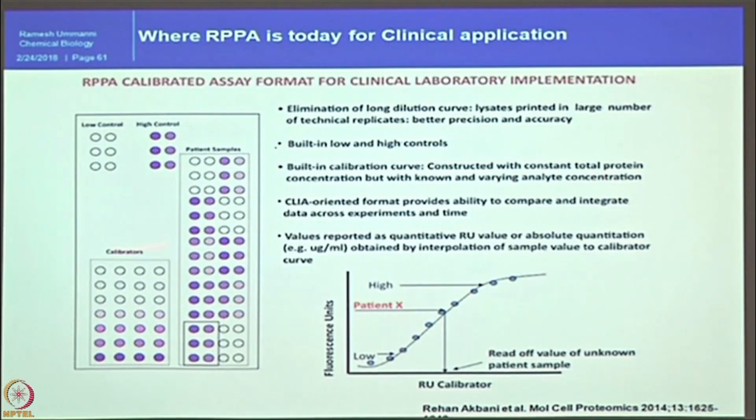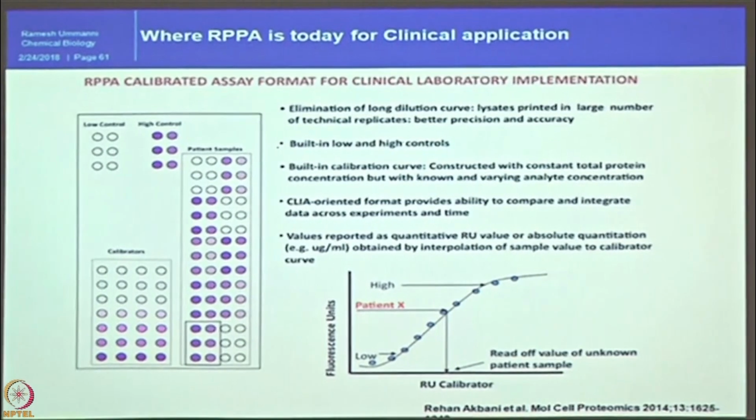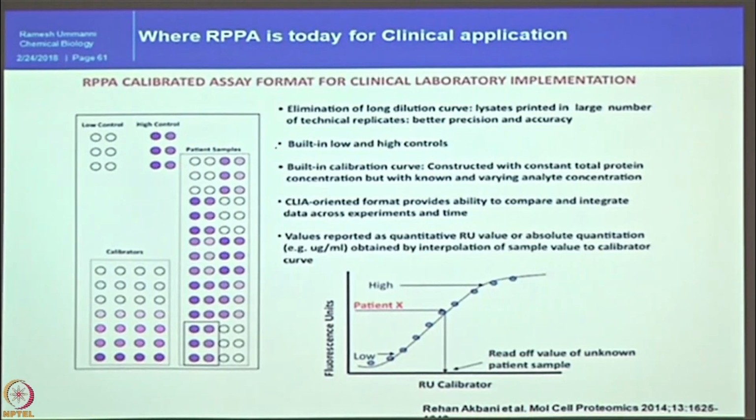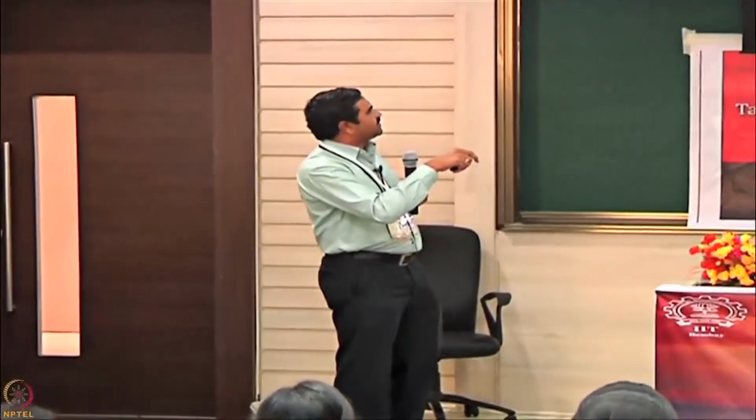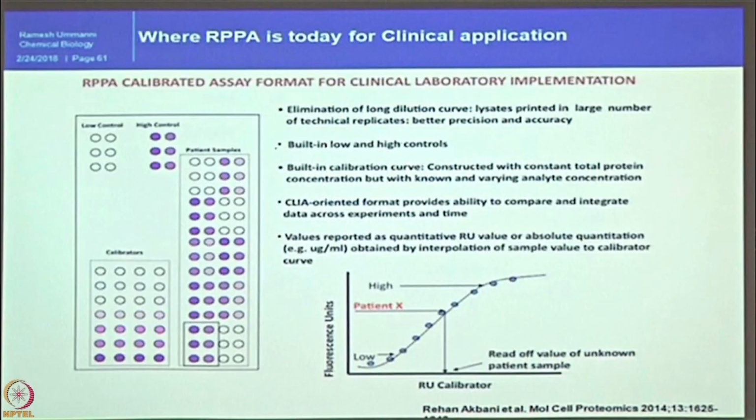Once you know the cutoff level, let us say for example blood glucose level, we know it is 80 to 120; below 80 is hypoglycemic, above 120 is hyperglycemic. In that manner, if we know the levels, we could spot known protein concentrations as low controls and high controls, and use them as calibrators. Based on the concentration dependence, we can construct a plot like this.